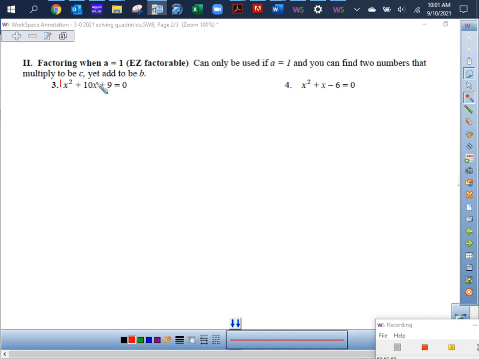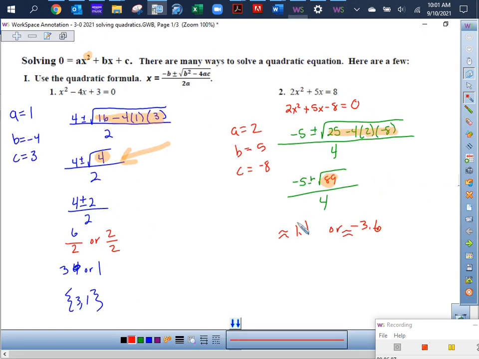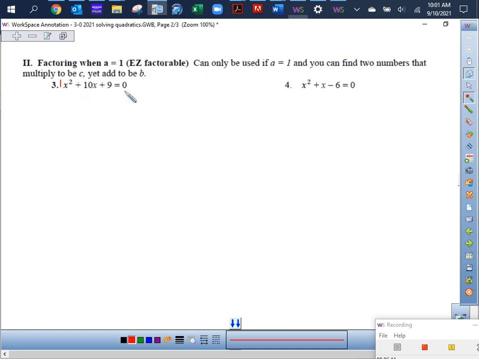Unfortunately, not every quadratic equation can be factored. See, we use the quadratic formula back here. You can do that every time. It'll always work for you. Not all of these can factor if you can't find these two numbers. So easy factor, if a is 1, our job is to find two numbers that multiply together to be c. That's 9. And at the same time, those two numbers add together to be 10.